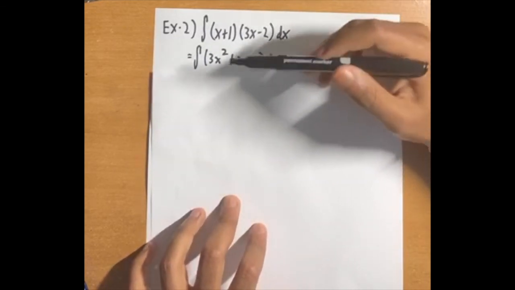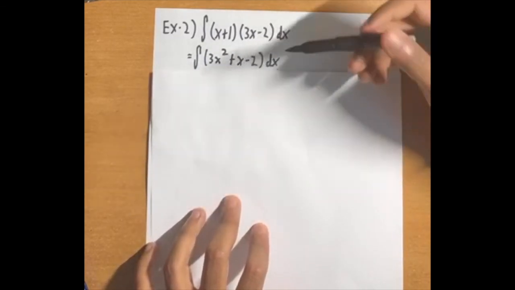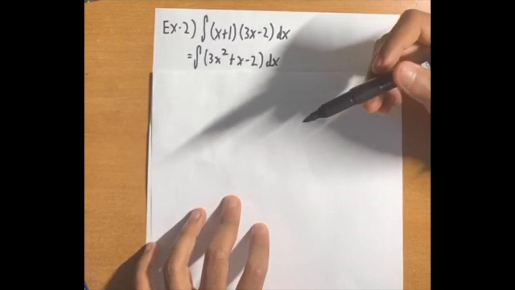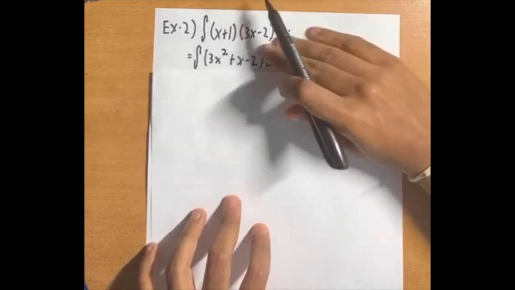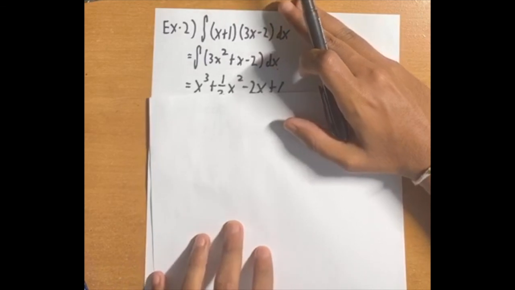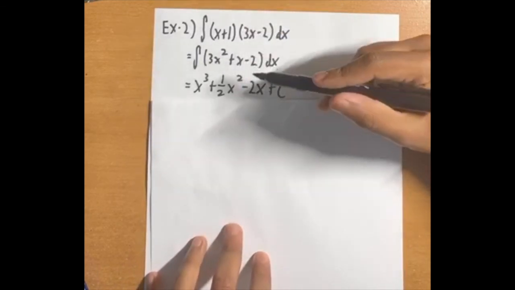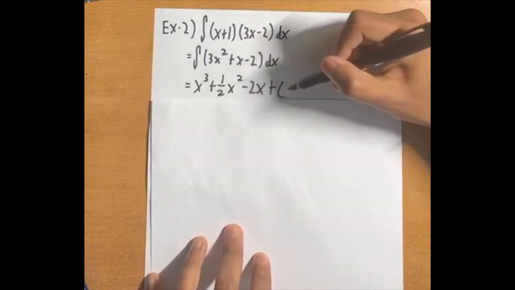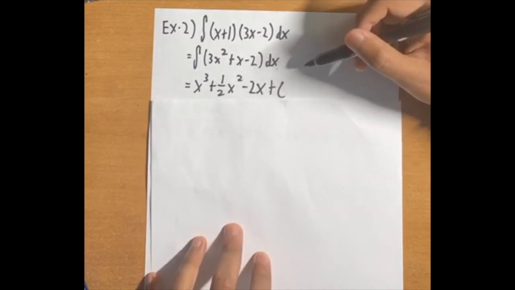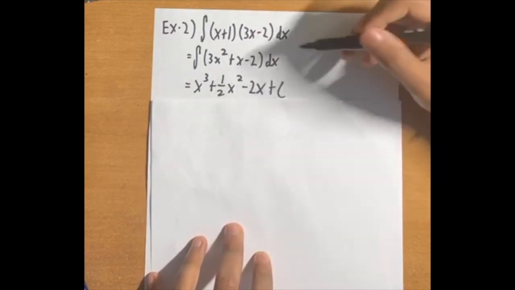Next, since we know these are all polynomials, we can do the reverse power rule, and when we do that, we get x cubed plus 1/2 x squared minus 2x plus c. Remember that we need a plus c here because this is an indefinite integral, so we need a constant of integration.